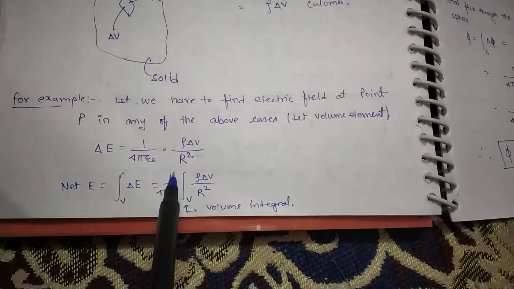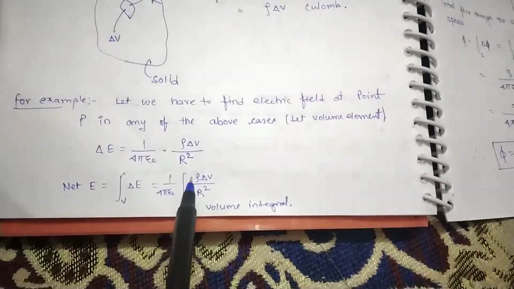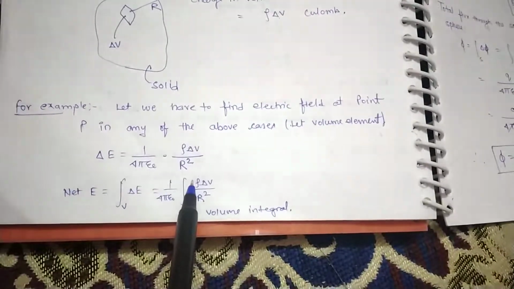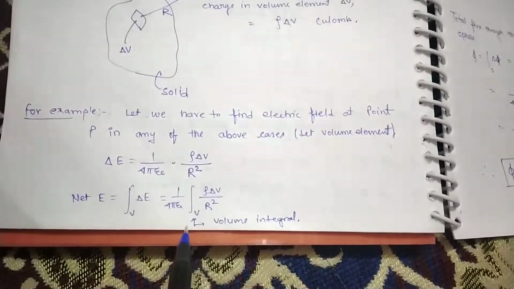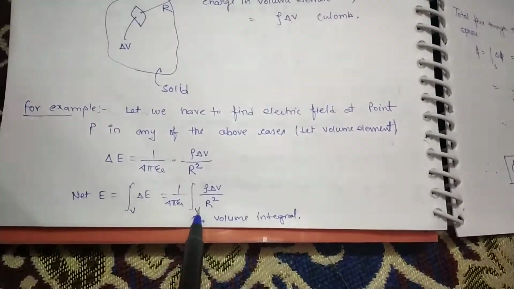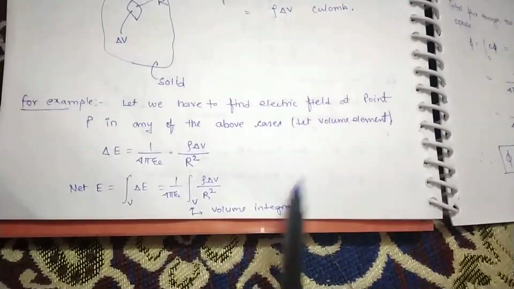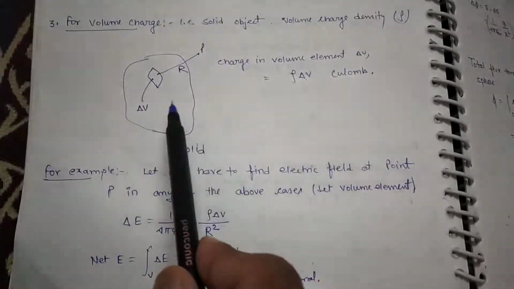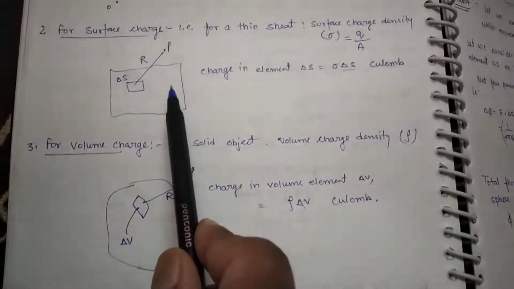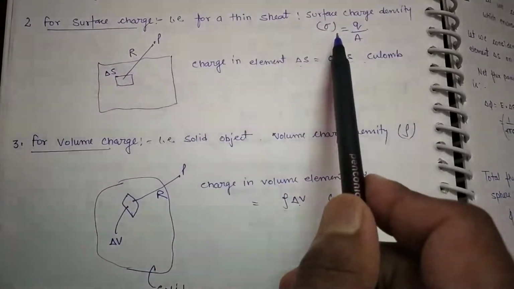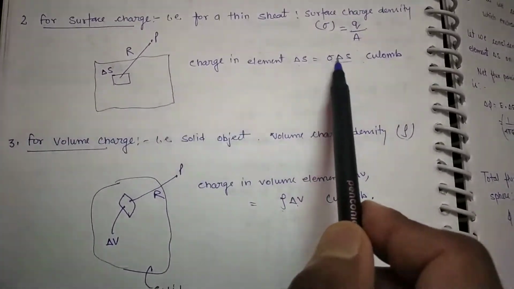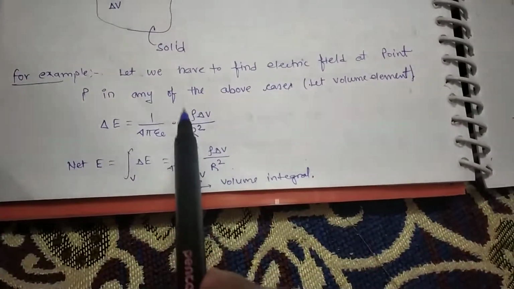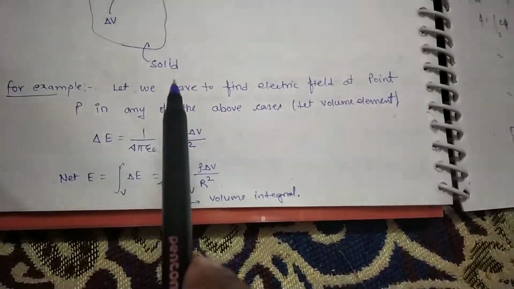Here you see 1 upon 4 pi epsilon 0 is a constant, and even the quantity rho is also constant, so we can take it out. Then we can take the volume integral of it, right? And how we'll deal with it, we will study in numericals. If we would have been dealing with the surface question, we would have taken the quantity sigma delta S in this place. So this formula is useful for all the three cases I have discussed above, right?